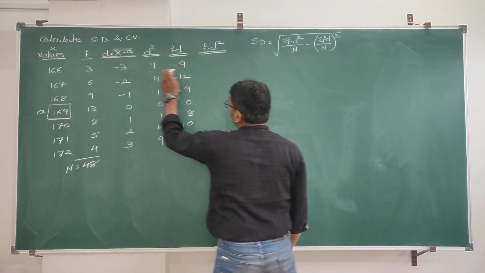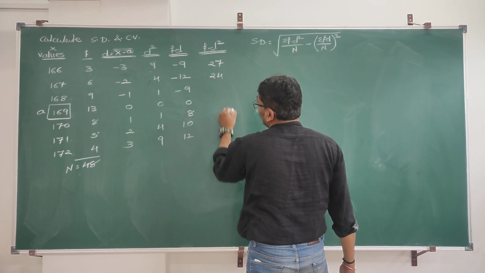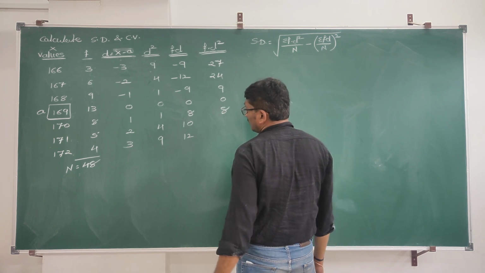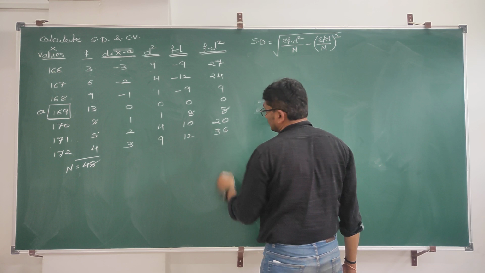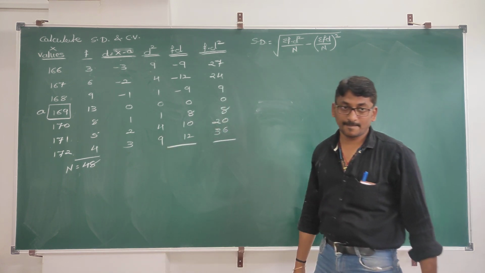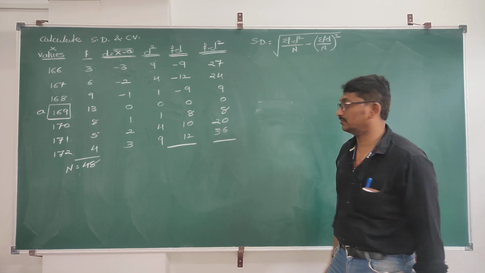Multiply. 3 into 9, 27. 6 into 4, 24. 9 into 1, 9. 0. 8 into 1, 8. 5 into 4, 20. 4 into 9, 36. And you have to make the total of the last two columns. Enough. Remaining all are supporting columns. These are the two main columns.